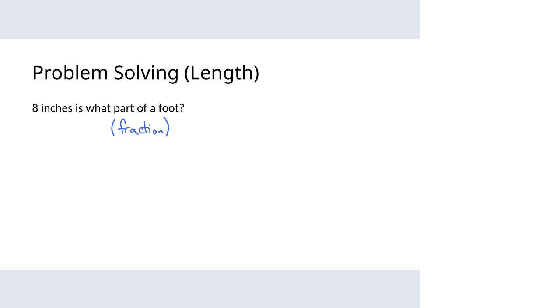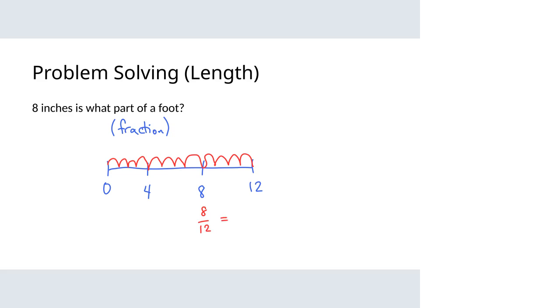There's a couple of different ways you can do this, but if you wanted to look at the length model here, and we go from 0 to 12, what matters to me is this 8 right here. What fraction of a foot is that? Well, if I cut that 8 in half, that's 4. And if I look at this whole thing, it'd be 1, 2, 3, 4, 5, 6, 7, 8, 9, 10, 11, 12. That would be 8/12 of the whole foot. And then you could just reduce that fraction and you'd have your answer.